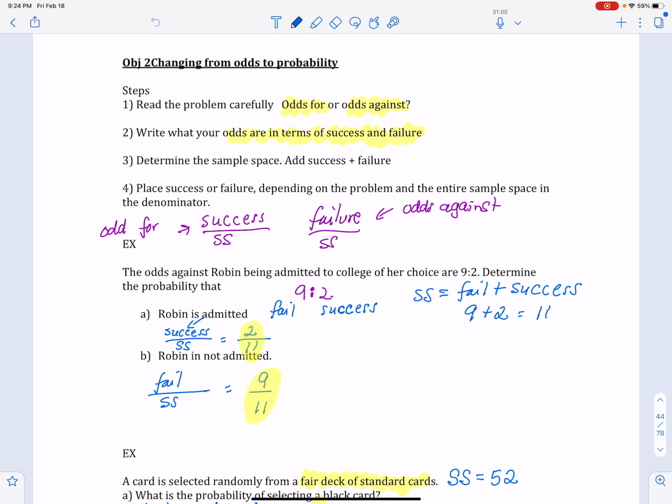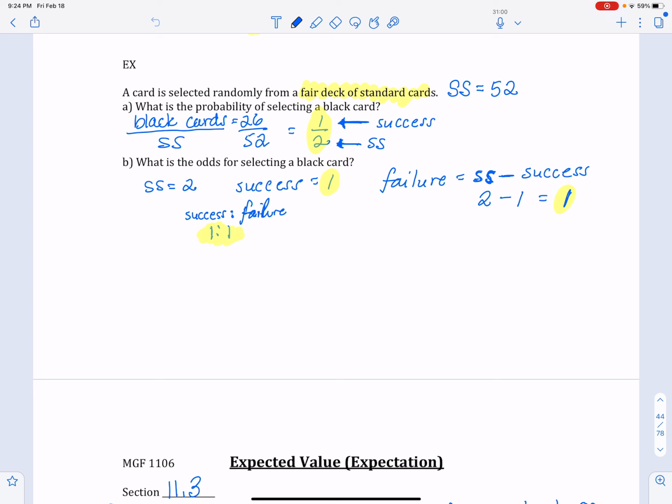Let's look at the next example. A card is selected at random from a fair deck of standard cards. By the way, that just means that no one's tampered with the deck. And if it's a fair deck, it has 52 cards in it. So that's my sample space. Part A. What is the probability of selecting a black card? Well, there are 26 black cards in a deck. Because remember, we have 13 clubs and 13 spades. If you add that together, you get 26 over the sample space of 52 cards.